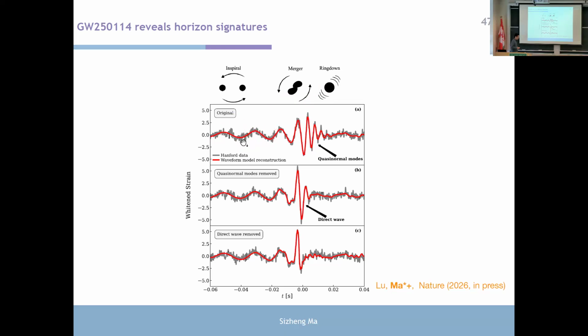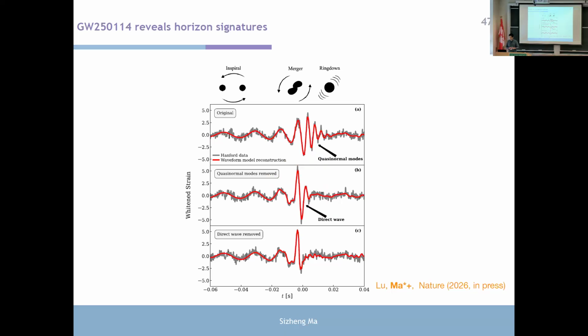Then we use some data analysis pipelines that we developed to subtract quasi-normal modes, and we obtain this middle panel. You can see that those quasi-normal mode cycles are basically gone. You see, in the original signal, there are some quasi-normal mode cycles, but then in the middle panel, those cycles are basically gone, and we are left with this heartbeat-shaped pulse. The late part is emitted from this near-horizon region.